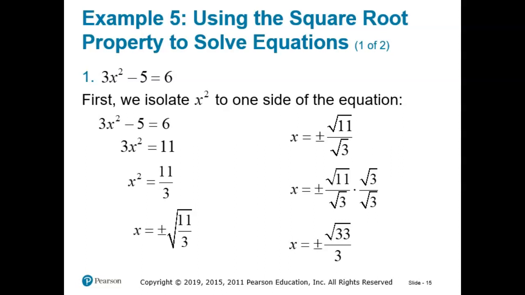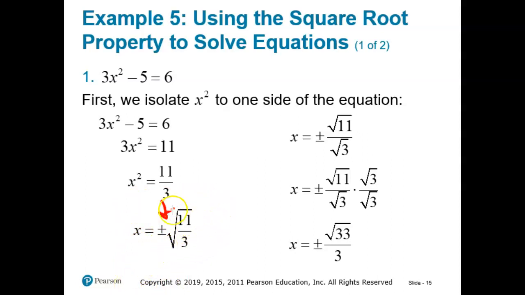So we have 3x squared minus 5 equals 6. First and foremost, you have to get the squared term by itself. So we're going to add 5 to each side. We're going to divide by 3. Then we're going to take the square root. As soon as we take the square root, we add that plus or minus sign.